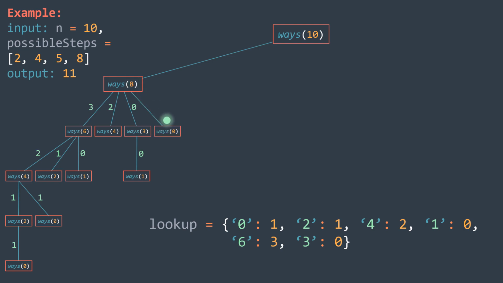8 minus 8 is 0, and we know that the output is 1. The sum is 3 plus 2 plus 0 plus 1, which is 6. We have 6 ways to reach step 8. We store and we return.